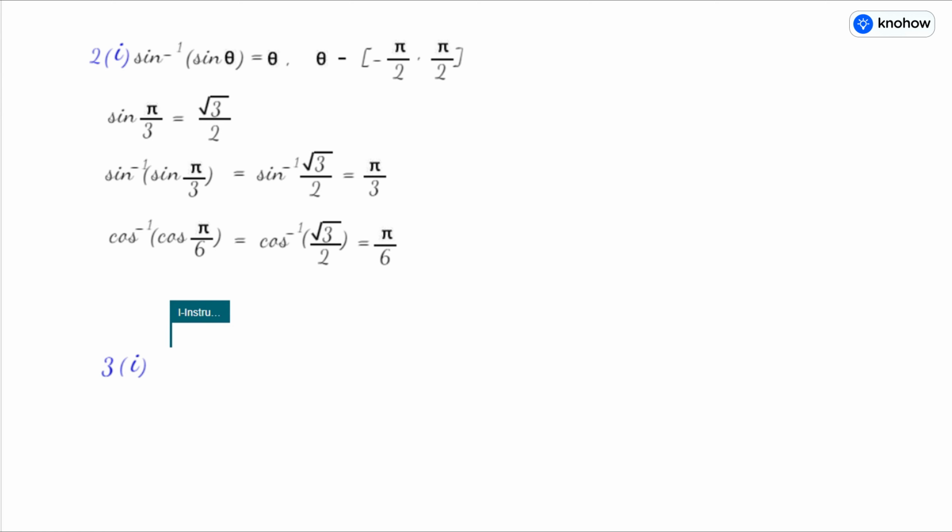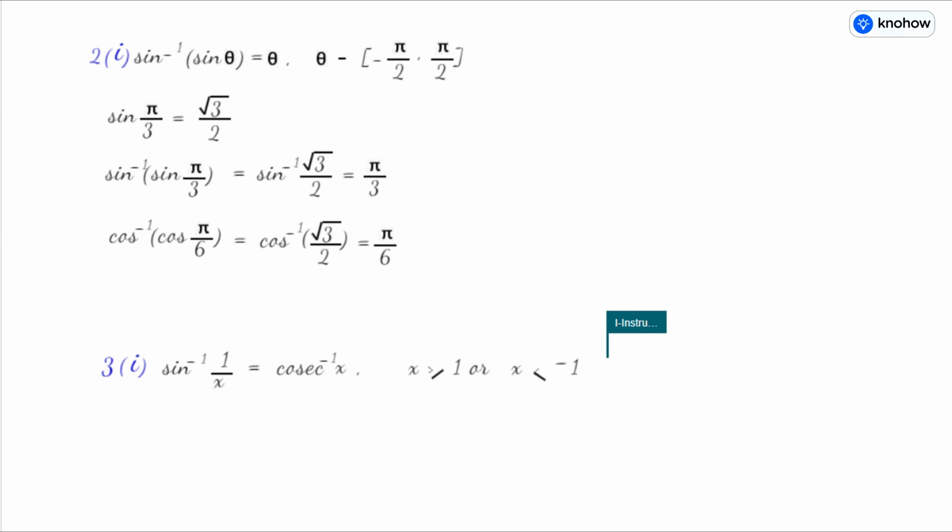Now property 3. The first part is sine inverse 1 by x is cosec inverse x. This is applicable in the domain of cosec inverse x. What is the domain of cosec inverse x? It is when x is greater than or equal to 1 or x is less than or equal to negative 1.